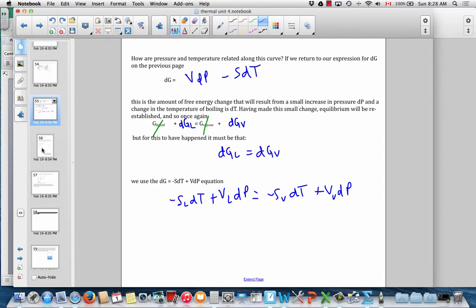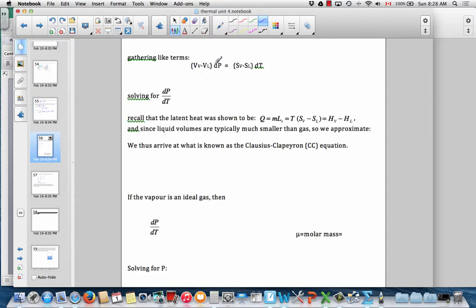So we can next gather like terms. So putting the dP terms on one side and the dT terms on the other, we arrive at this. And then solving for dP/dT, which is going to be the relationship between pressure and temperature, we find it's the entropy change over the volume change. Now, that entropy change, we saw it in our derivation of latent heat, and so we know that this is related to mL over T.